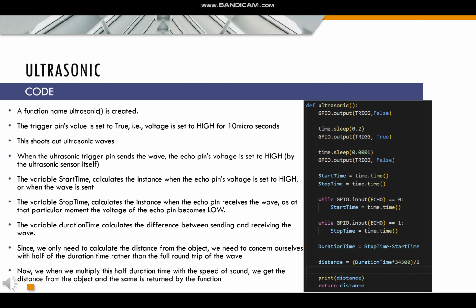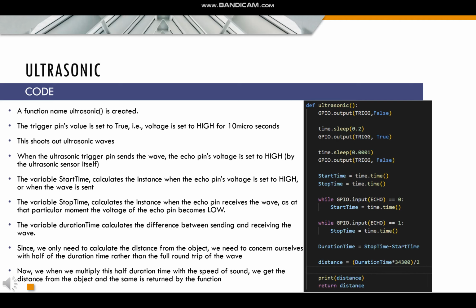Now let us look at our function named ultrasonic. The trigger pin's value is set to true, that is, voltage is set to high for 10 microseconds. This is done to shoot out an ultrasonic wave. When the ultrasonic trigger pin sends the wave, the echo pin's voltage is set to high by the ultrasonic sensor. The variable start time calculates the instant when the echo pin's voltage is set to high, or when the wave is sent. The variable stop time calculates the instant when the echo pin receives the wave, as at that particular moment the voltage of the echo pin becomes low.